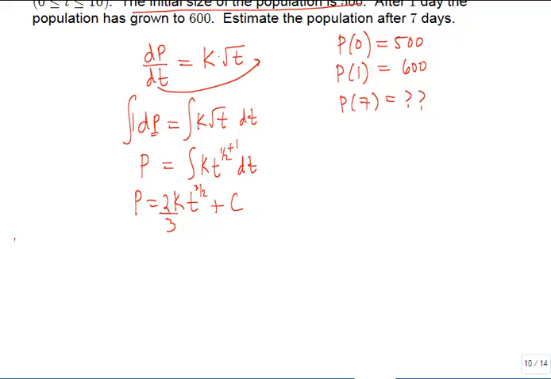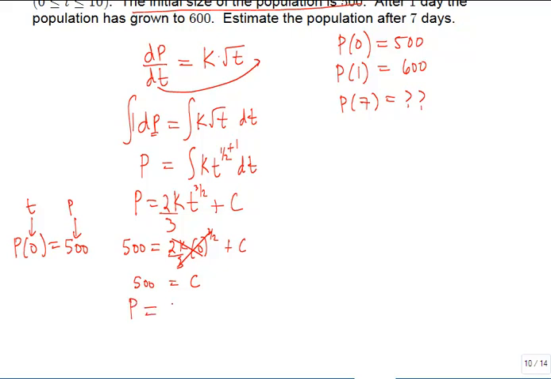So let's use the top one first. P of 0 equals 500. So this is your t, this is your population p. So I'm going to plug in 500 for p and 0 for the t. So that makes all of this go to 0, so c is just 500, which means this population function becomes 2/3 k t to the 3/2 plus 500.